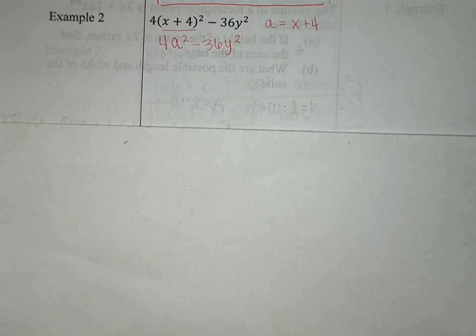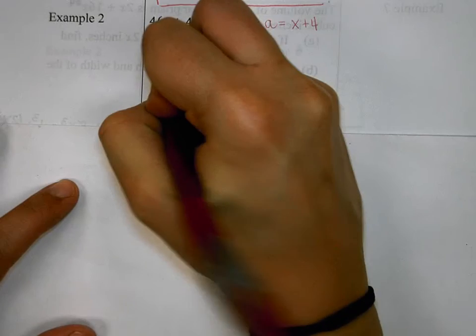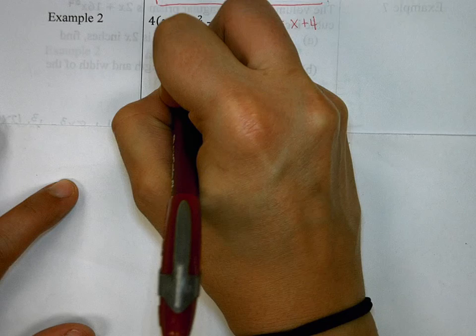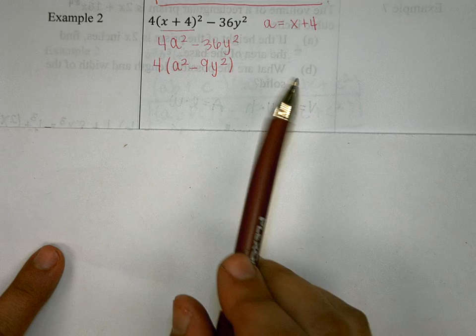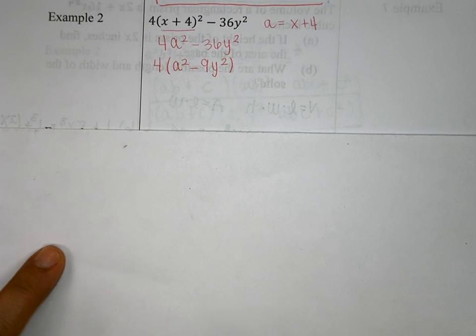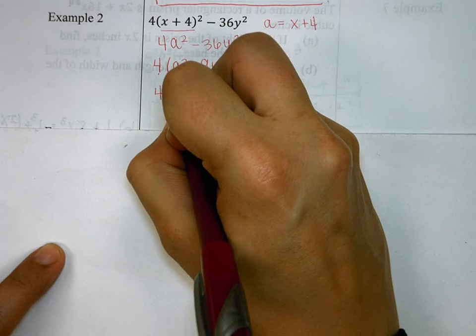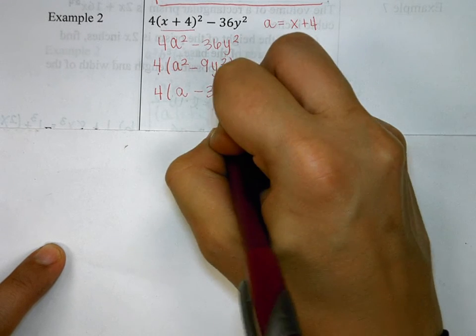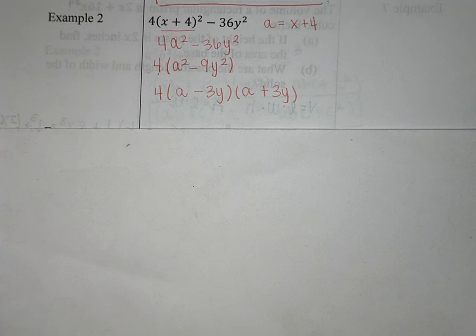And this is a difference of two squares also. But if you notice, I have a GCF. So I'm going to factor out a GCF first to make sure that everything is factored completely. So I'm going to pull out the 4, and that leaves me with a squared minus 9y squared. Now inside the parentheses is still a difference of two squares. So bringing that 4 down, that gives me a minus 3y times a plus 3y. So I just applied the difference of two squares rule.